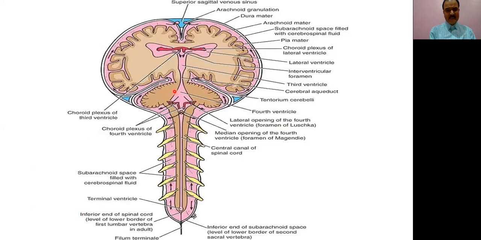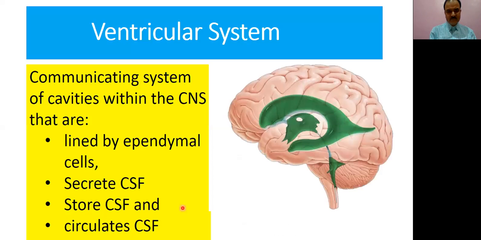This is a diagrammatic representation of the central nervous system. These are the two lateral ventricles. This is the third ventricle, and this is the fourth ventricle. And downwards we have the spinal canal. So what is the ventricular system? The ventricular system is a communicating system of cavities within the central nervous system.